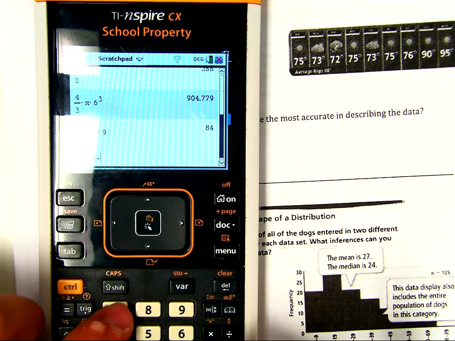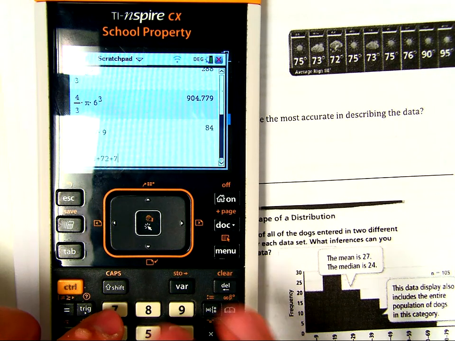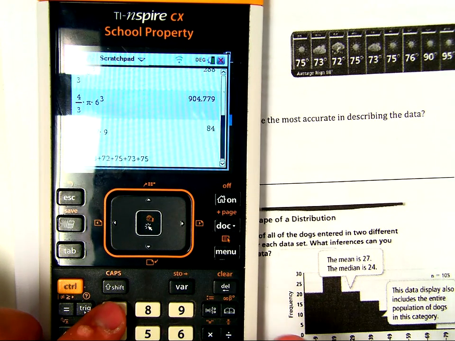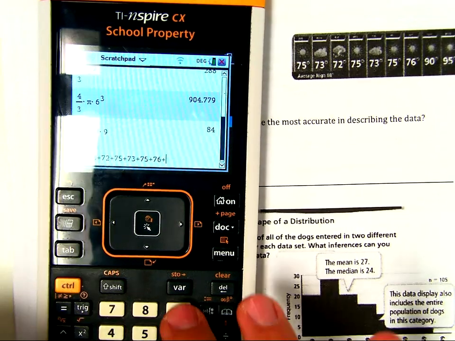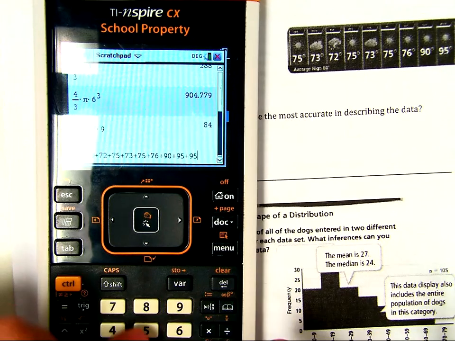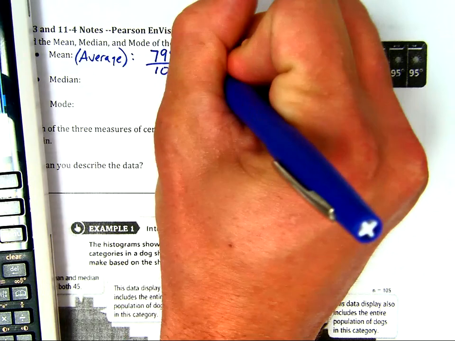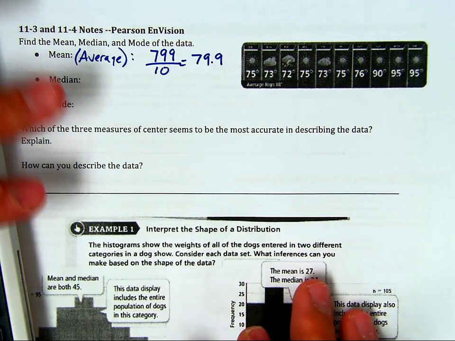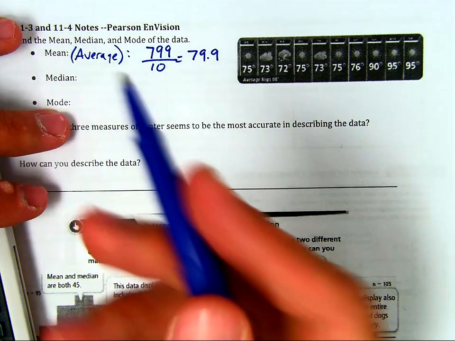75 plus 73 plus 72 plus 75 plus 73 plus 75 plus 76 plus 90 plus 95 plus 95. And I get 799, and we're going to divide that by 10, so I get 79.9. So the average temperature across these 10 days is 79.9, or the mean.